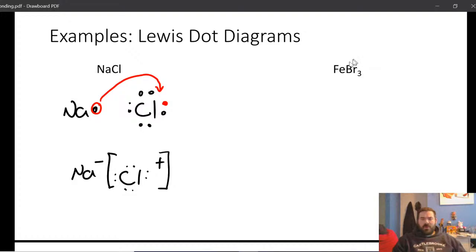Okay, so here we have iron bromide. Let's not talk about iron bromide yet, because it's one of those exceptions. Let's do something a little bit easier. Let's see.